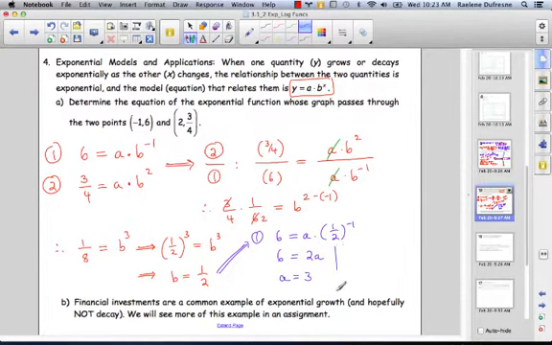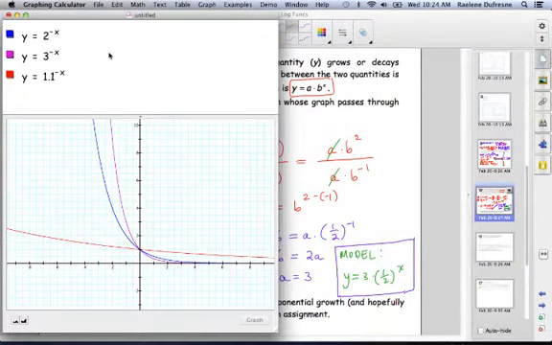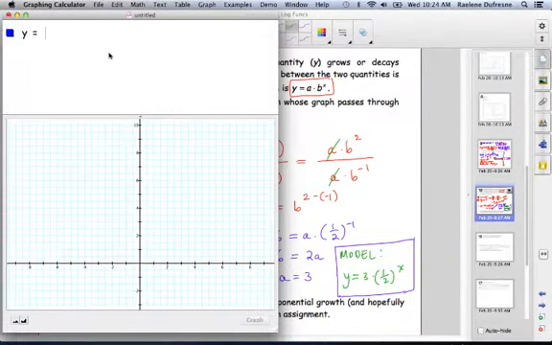So to determine the equation of the model, we need to restate the final answer, which is the model y equals a times b to the x with a and b substituted in. So our model is y equals 3 times 1/2 to the x. This is not the only way to solve for a and b, but it's one approach. Let's just take a look at the graph of 3 times 1/2 to the x and confirm that it passes through the 2 points that we were given.